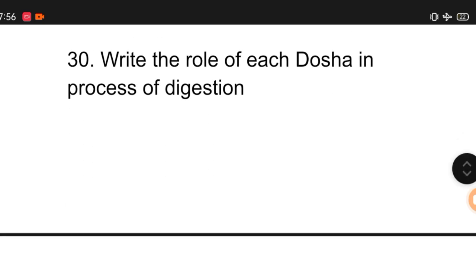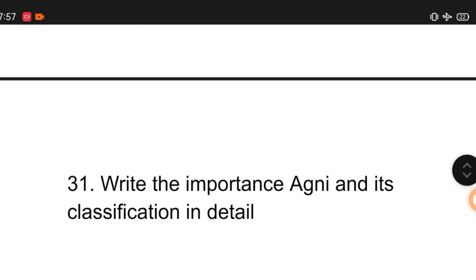Next question, write the role of each dosha in the process of digestion. How kapha helps in kledana, how vata helps in the elimination or assimilation of food, and how pitta helps the digestive fire and the digestion of food. First write the shloka. If you cannot memorize it, write the Sanskrit words and the meaning of that shloka, or first write the function of vata, pitta, kapha, their karmas, then you can easily mention it.